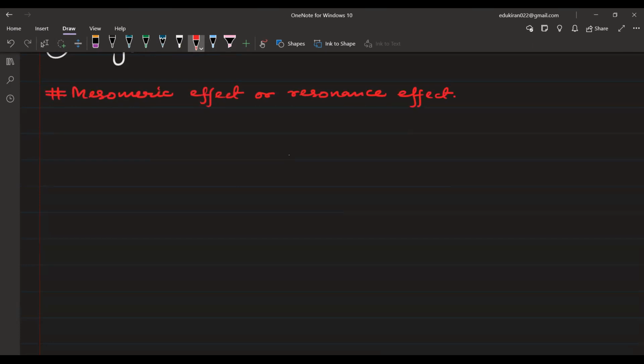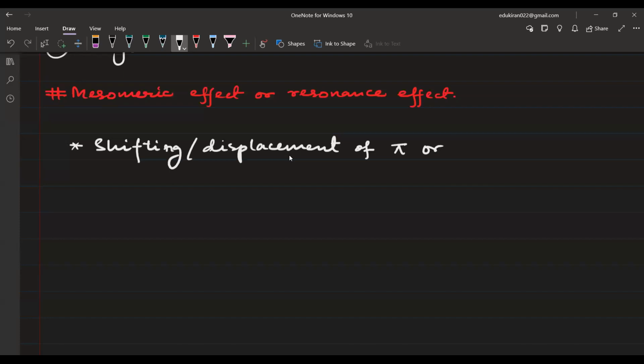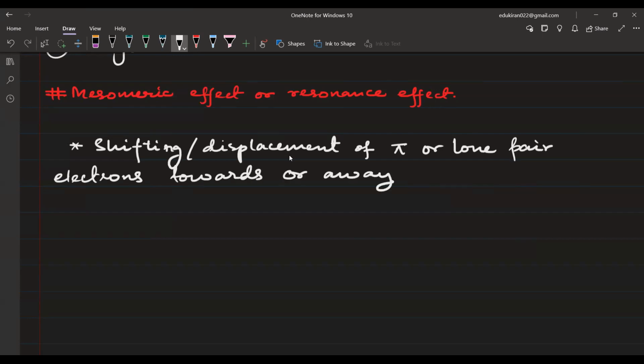Please write. Shifting or displacement of pi or lone pair electrons towards or away from a substituent group.